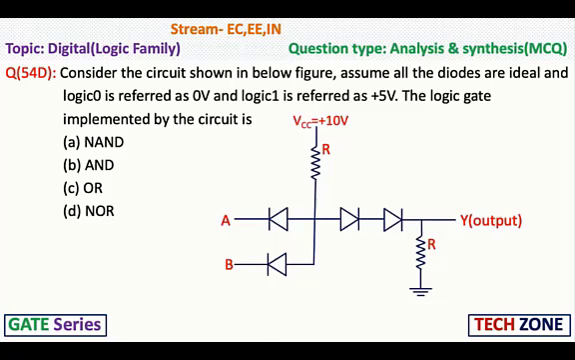Next, consider the circuit shown in the below figure. Assume all the diodes are ideal and logic 0 is referred to as 0 volt and logic 1 is referred to as plus 5 volt. The logic gate implemented by the circuit is option A NAND, option B AND, option C OR, option D NOR.